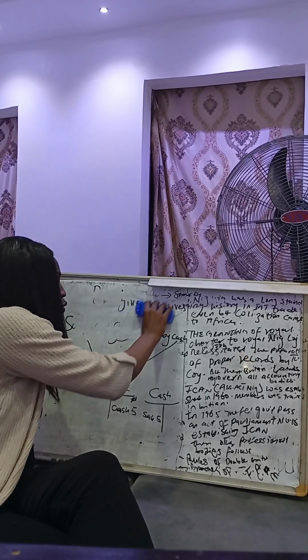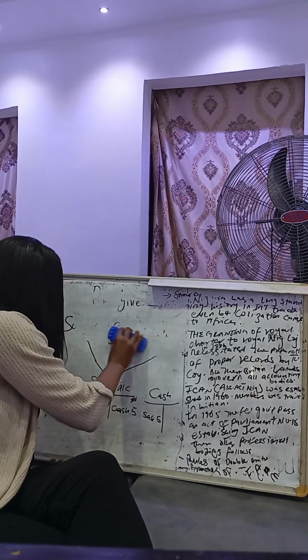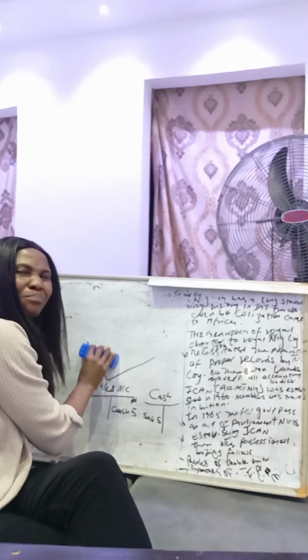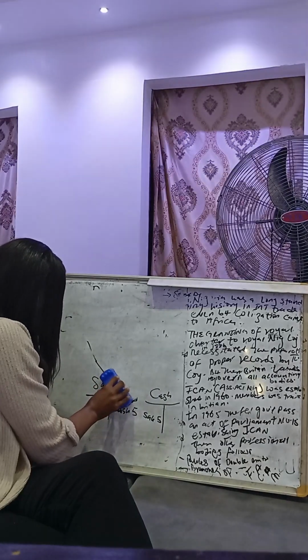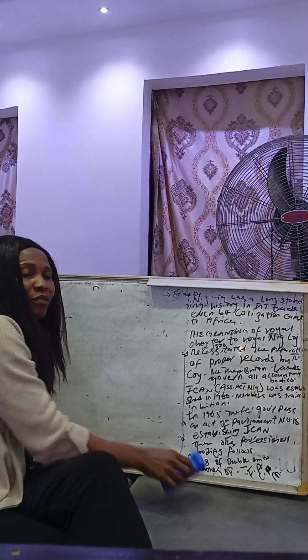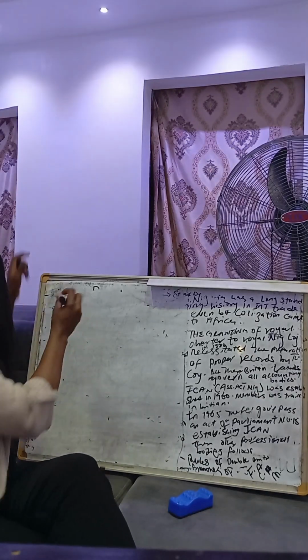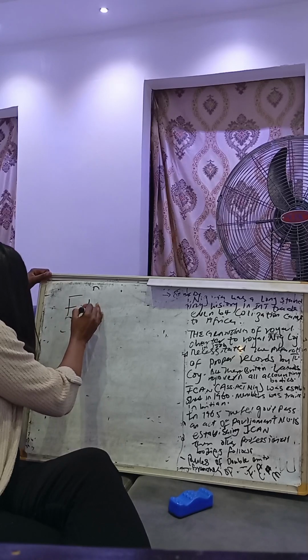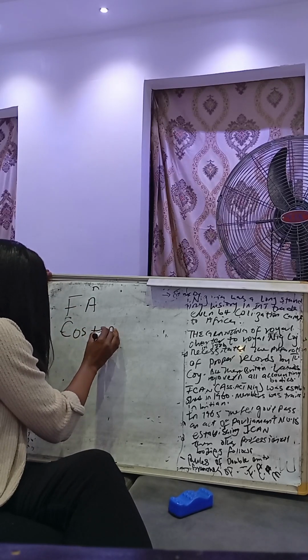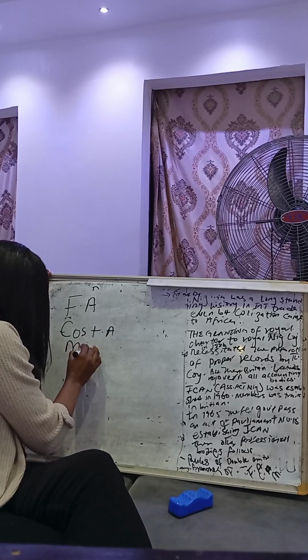So let's look at the branches of accounting. We have three basic branches of accounting: financial accounting, cost accounting, and management accounting.